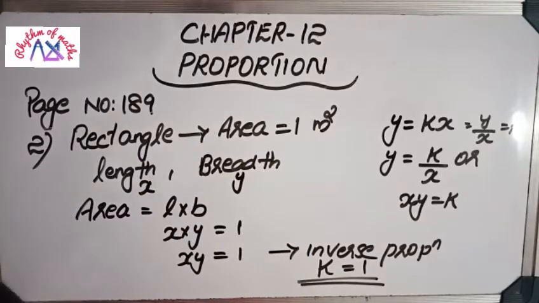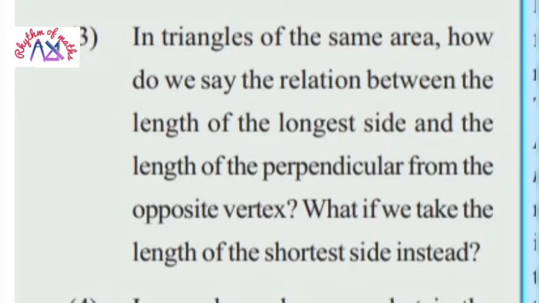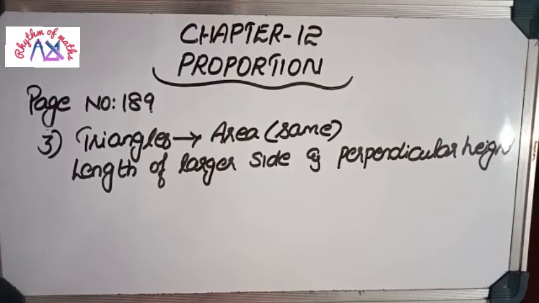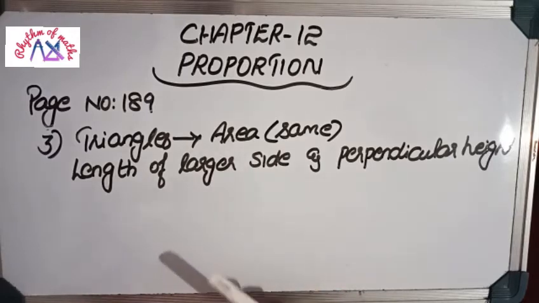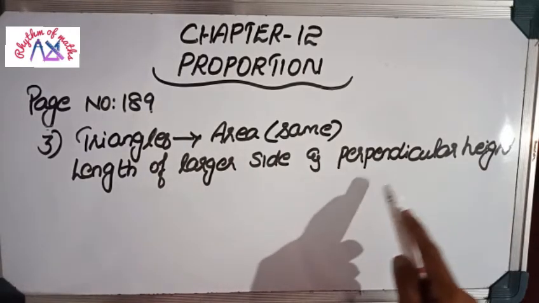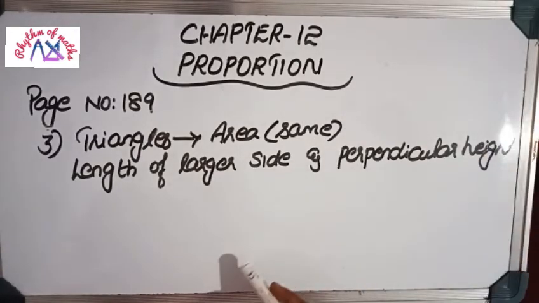Now let's do third question. Question number 3. In triangles of the same area, how do we say the relation between the length of the longest side and the length of the perpendicular from the opposite vertex? What if we take the length of the shortest side instead? Here in this question we have triangles. Triangles of same area. Different triangles, but with same area. We need to check length of largest side and perpendicular height from the opposite vertex are in proportion or not, and find the constant of proportionality. That is the third question.